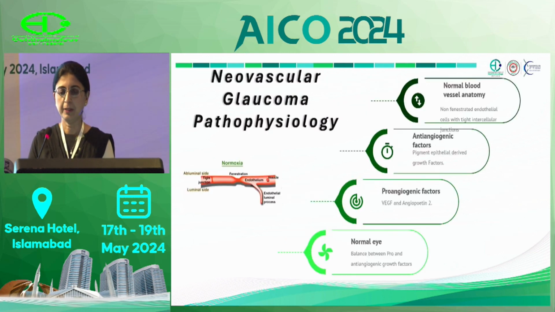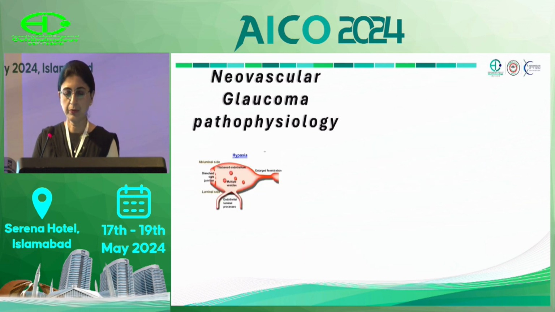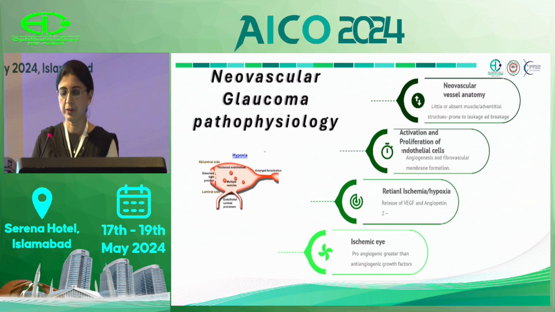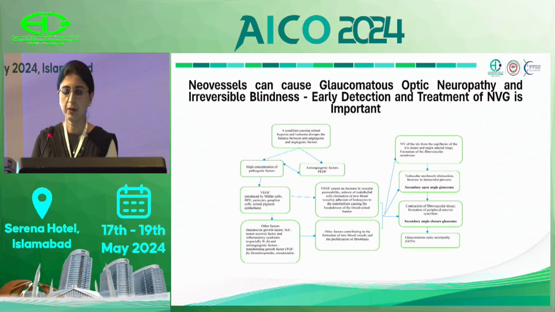There is normally a balance between pro-angiogenic and anti-angiogenic factors in a normal eye, and the normal blood vessels of the iris and retina are non-fenestrated with tight intercellular junctions. VEGF is the main vascular promoting factor that is released from the retina in response to hypoxia. It diffuses from the posterior part of the retina, gets into the anterior chamber, and causes proliferation of tissue onto the surface of the iris and into the angle, causing initially secondary open-angle glaucoma and then secondary angle closure glaucoma, and finally glaucomatous optic neuropathy.